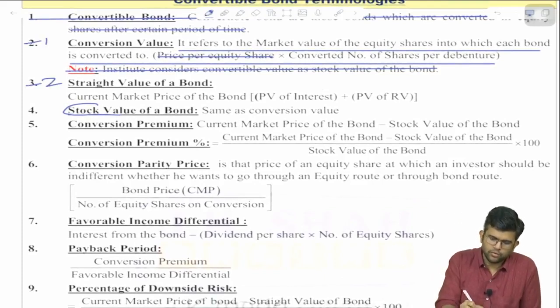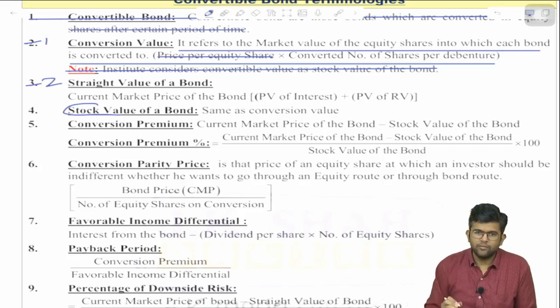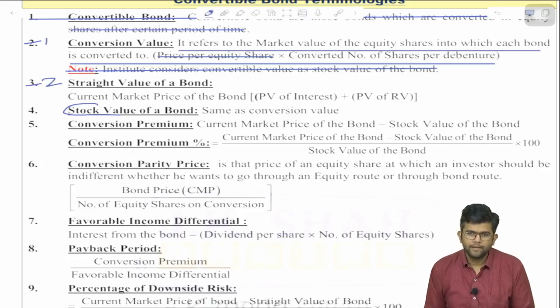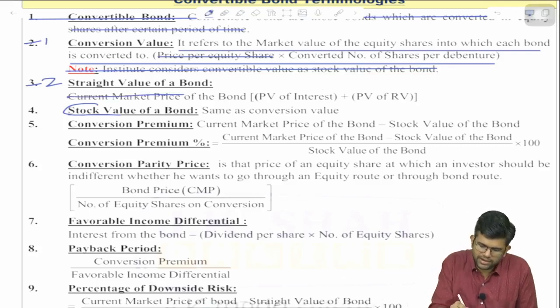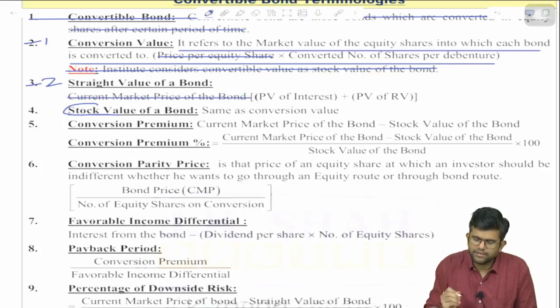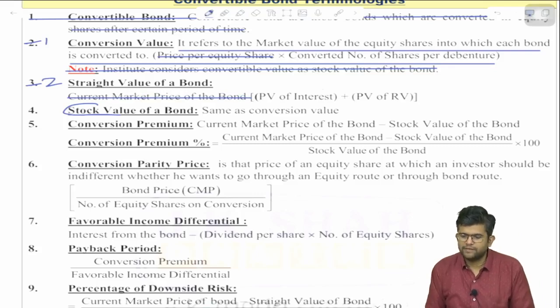Now point number 2, straight value of a bond. Straight value of a bond. In that, just write PV of interest plus PV of RV. PV of interest plus PV of RV.